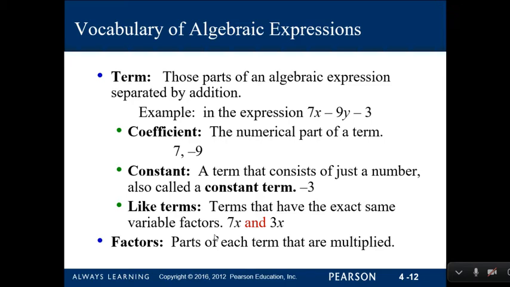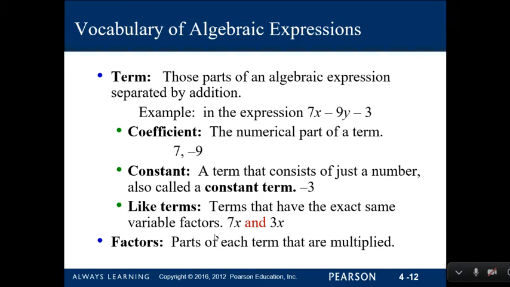Coefficient. It is very important that you understand when I talk about a coefficient, I am talking about the number that is in front of the variable. So 7 is a coefficient there, and negative 9 is the coefficient of y, right? And we know that if there is no number in front of the variable, it is an understood 1, correct? Anytime you see an x or a y and there's no number immediately in front of it multiplied by it, it is understood to be 1.